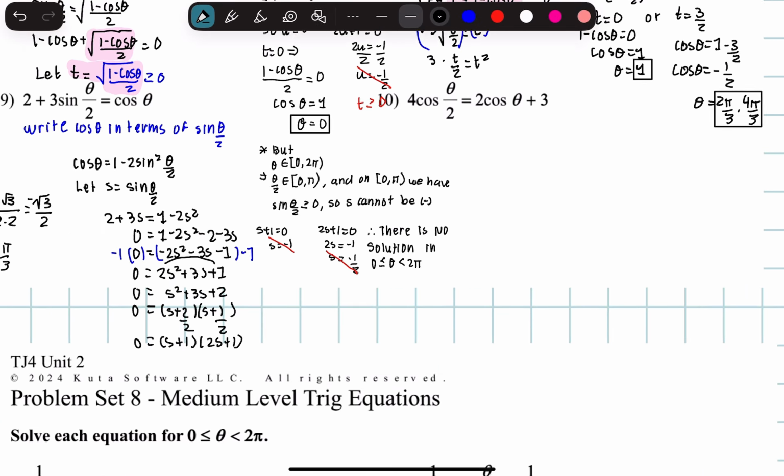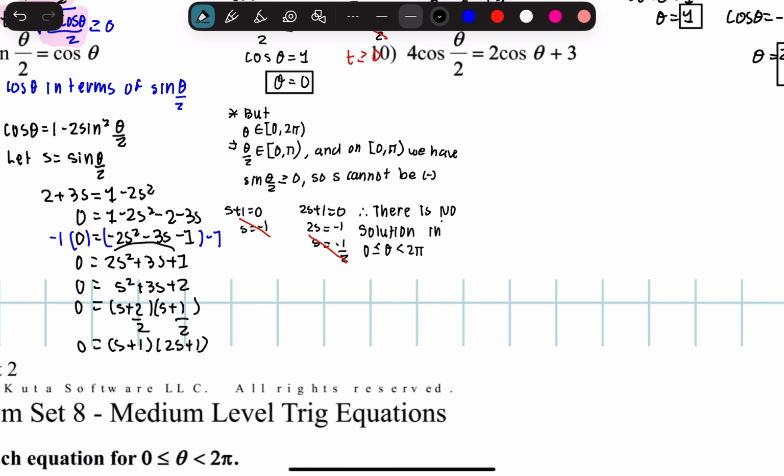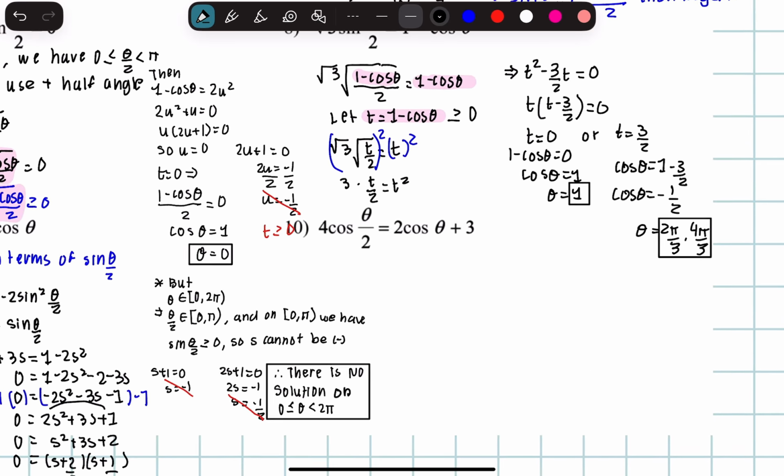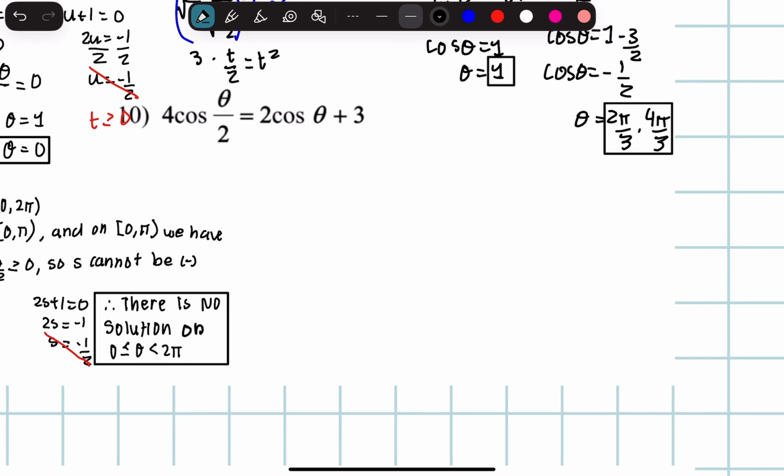So let's move on to question 10. For question 10, we're going to start by writing cosine of theta in terms of cosine theta over 2. So we have cosine of theta is equal to 2 cosine squared theta over 2 minus 1.